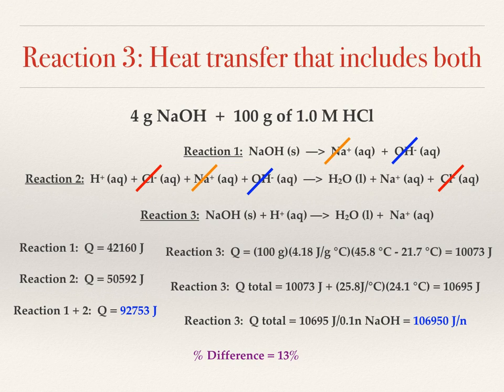So hopefully that helps you understand Hess's law a little bit, and also how we can try to prove that in a chemistry lab.